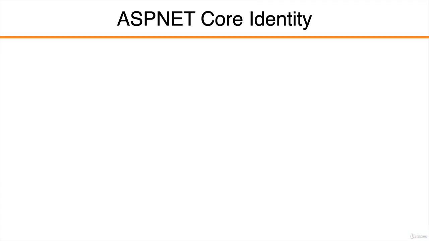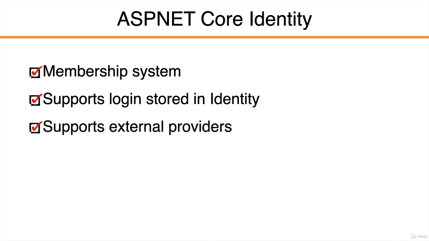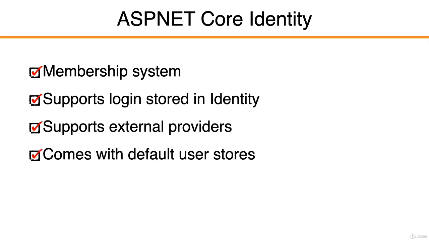So let's take a look at some of the features of ASP.NET Core Identity. Well, it's a membership system and it supports logins stored in identity. So our users are going to be able to log in and they're going to be stored in our database. It also offers support for external providers. And later on in the course, we'll take a look at adding Facebook authentication as an example of using an external provider with identity. It also comes with default user stores.